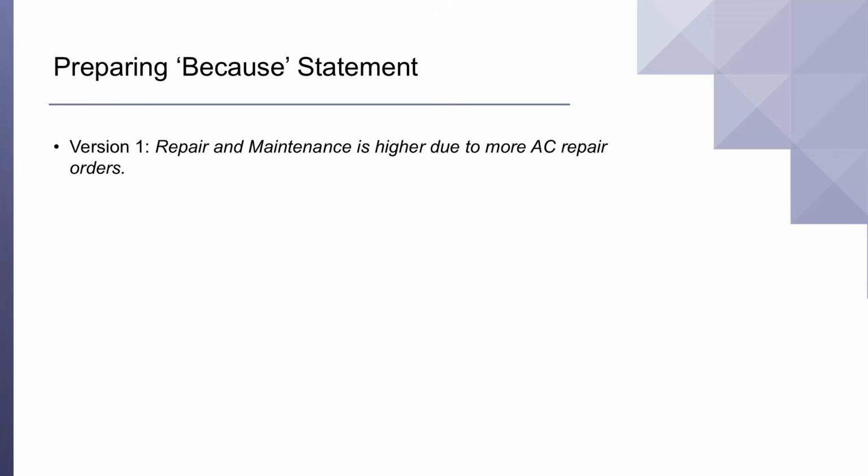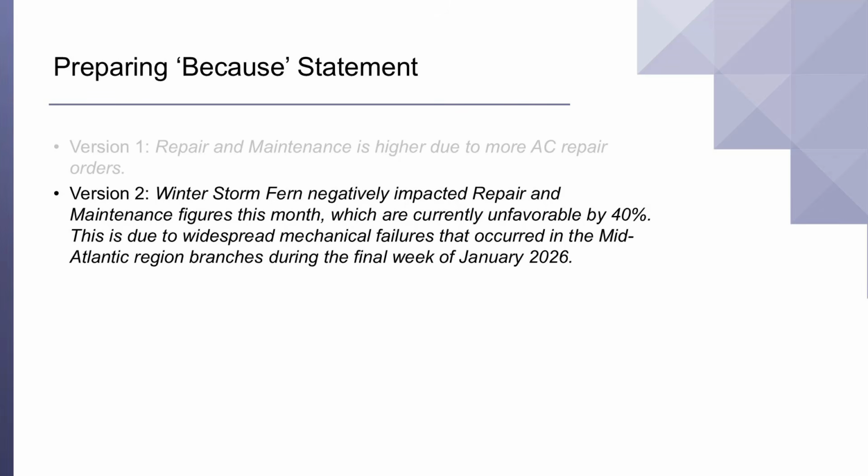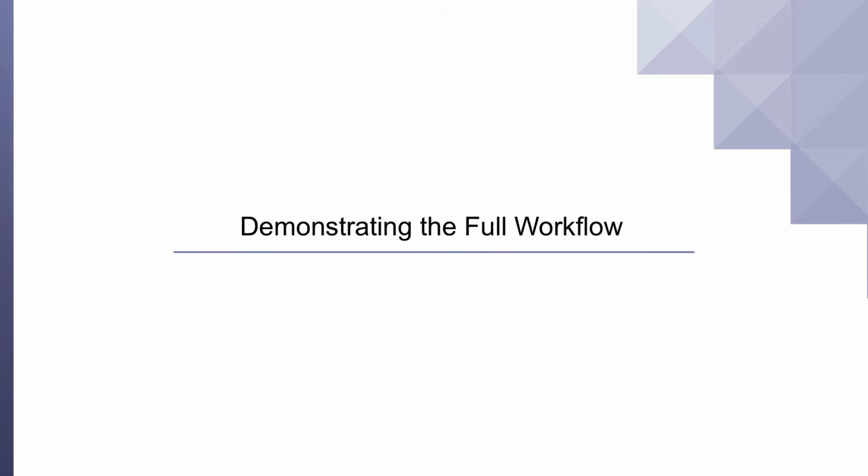Instead of saying repair and maintenance is higher due to more AC repair orders, we write, Winter Storm Fern negatively impacted repair and maintenance figures this month, which are currently unfavorable by 40%. This is due to widespread mechanical failures that occurred in the Mid-Atlantic region branches during the final week of January 2026. That is not just reporting, that is analysis. Demonstrating the full workflow.